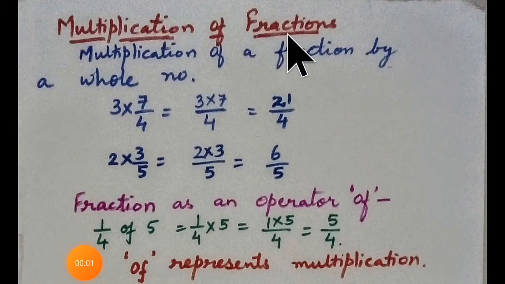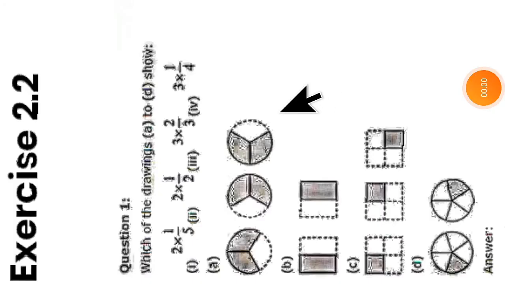Multiplication of fractions. Multiplication of a fraction by a whole number. 3 multiplied by 7 upon 4. So 3 will be multiplied by the numerator, that is 7, equal to 3 into 7 upon 4 equal to 21 upon 4. Now 2 into 3 upon 5 equal to 6 upon 5. Fraction as an operator: 1 upon 4 of 5 equal to 1 upon 4 into 5 equal to 1 into 5 upon 4 equal to 5 upon 4. So of represents multiplication.